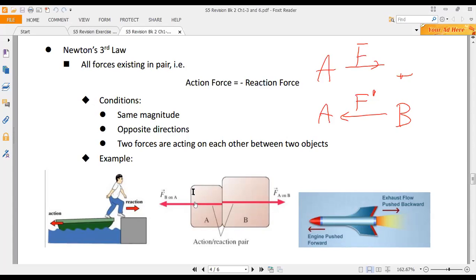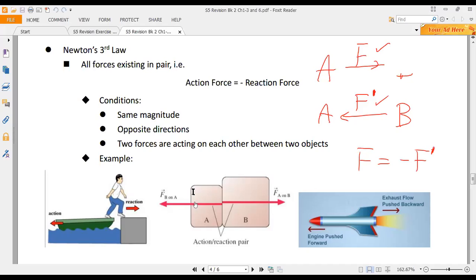How about gravity? It's the same, like gravity. The Earth is attracting you downward. But at the same time, you're attracting the Earth upward. But the Earth is too heavy, so you don't see any apparent change in the motion. So this is the rule that Newton proposed. And the relationship between this action and reaction is F equals negative F prime.